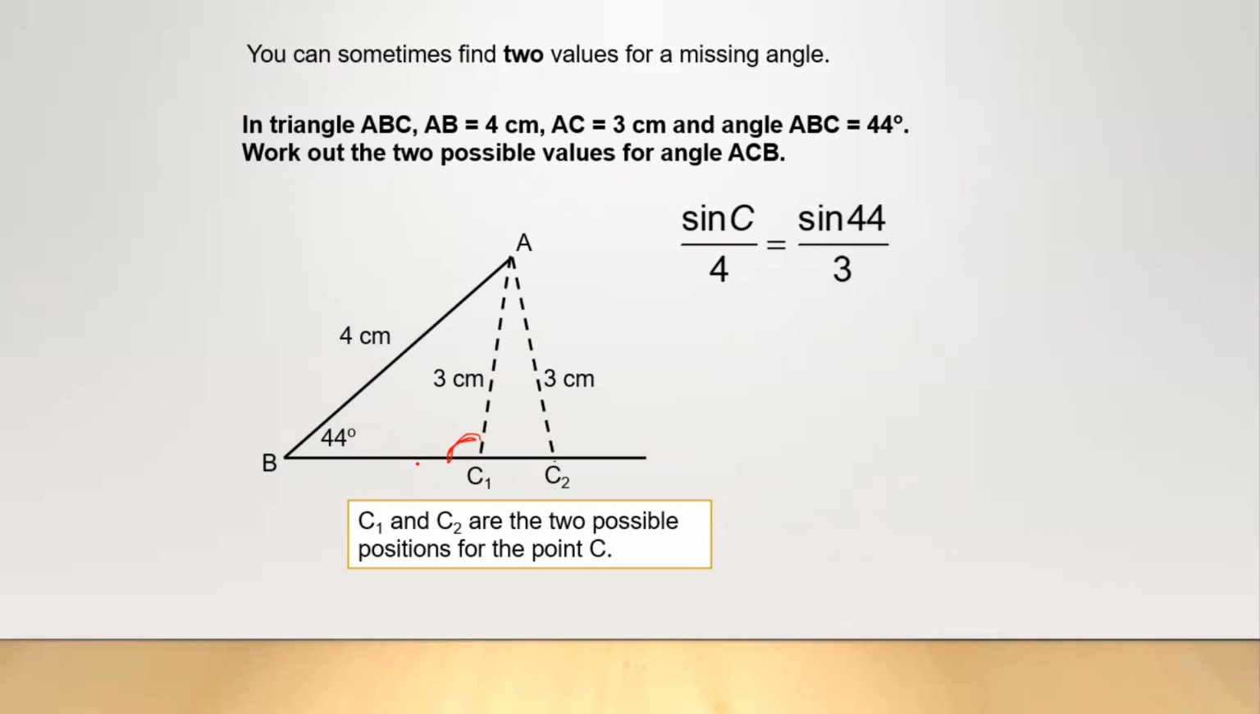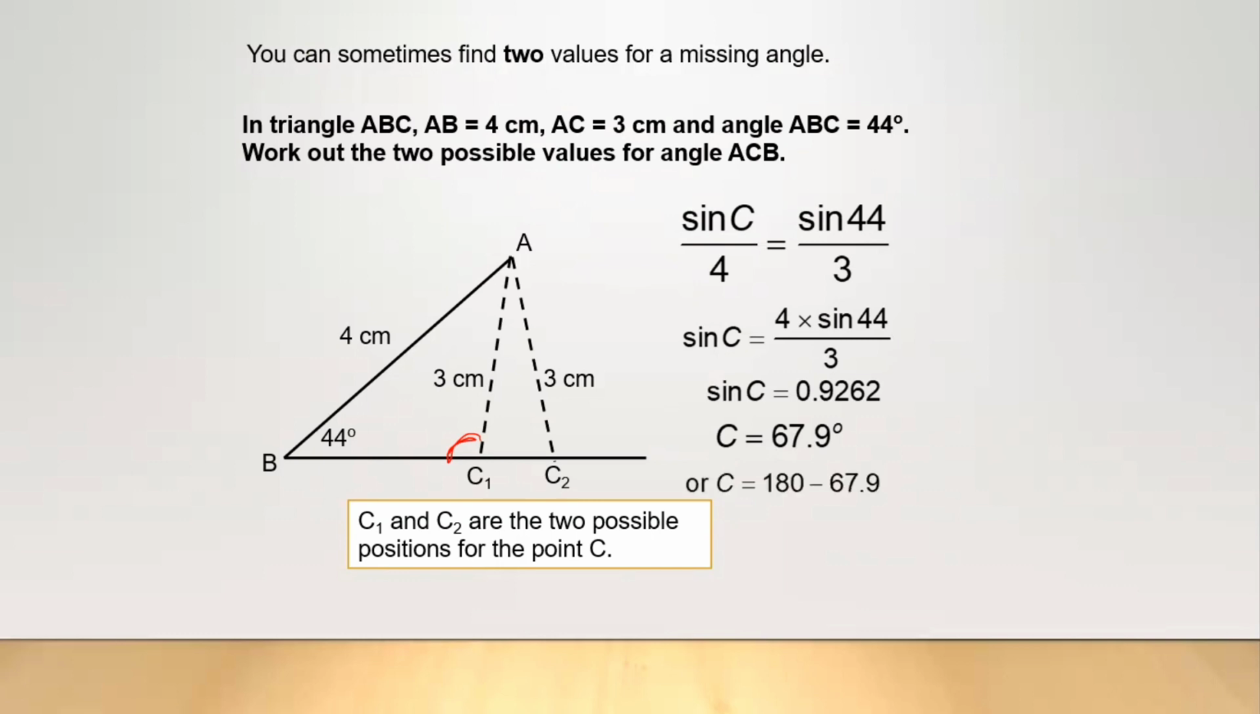So you get sin C is equal to 4 times sin 44 upon 3. 4 times sin 44 upon 3 is 0.9262. So C is equal to sin inverse 0.9262, which we get as 67.9 degrees.